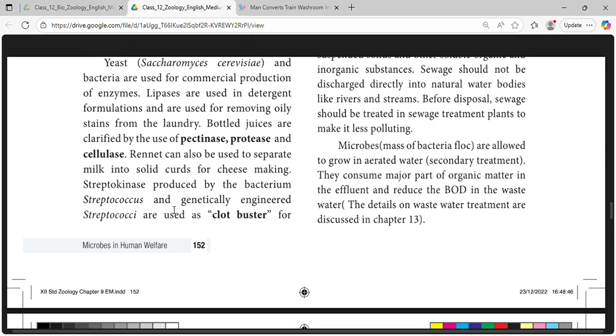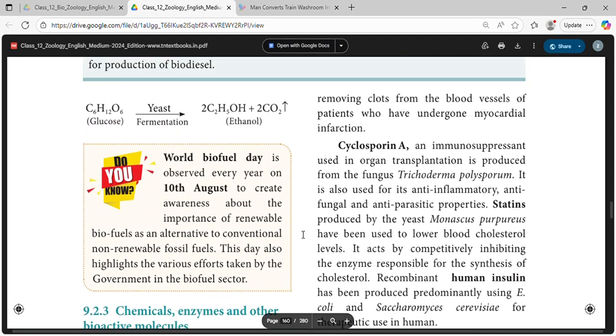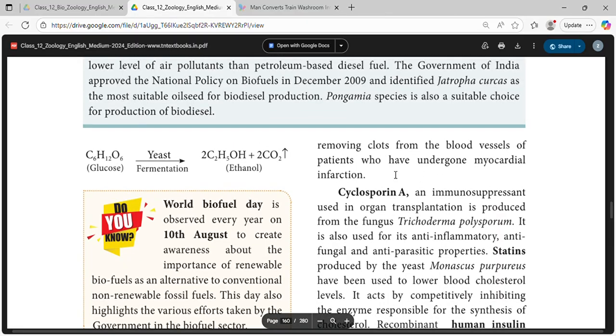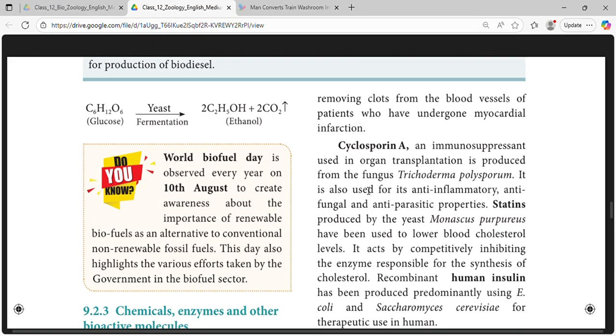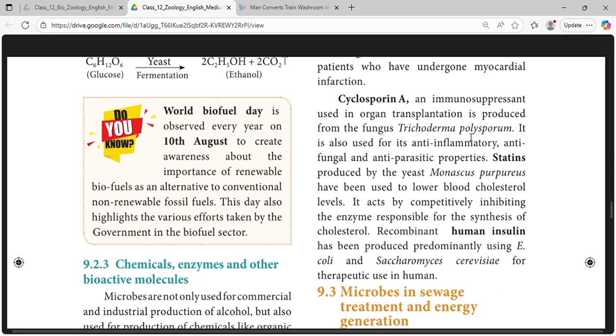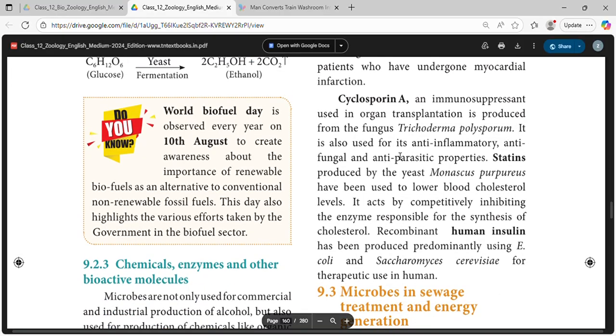Streptokinase, produced by the bacterium Streptococcus and genetically engineered streptococci, is used as a clot buster for removing clots from blood vessels of patients who have undergone myocardial infarction. Cyclosporin A, an immunosuppressant used in organ transplantation, is produced from the fungus Trichoderma polysporum. It is used for its anti-inflammatory, antifungal, and antiparasitic properties.